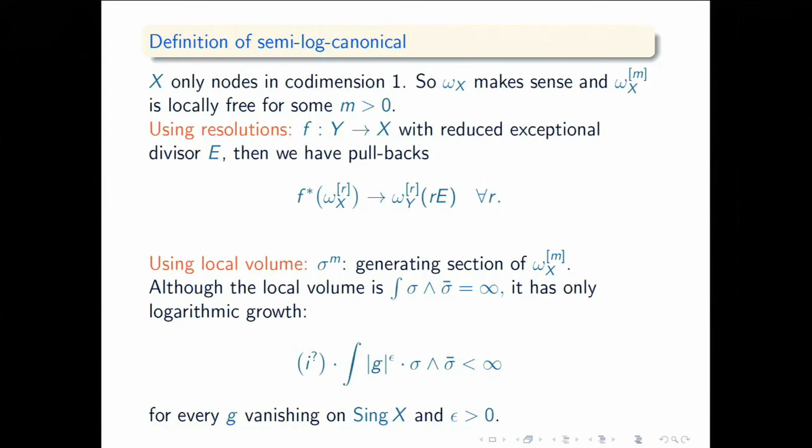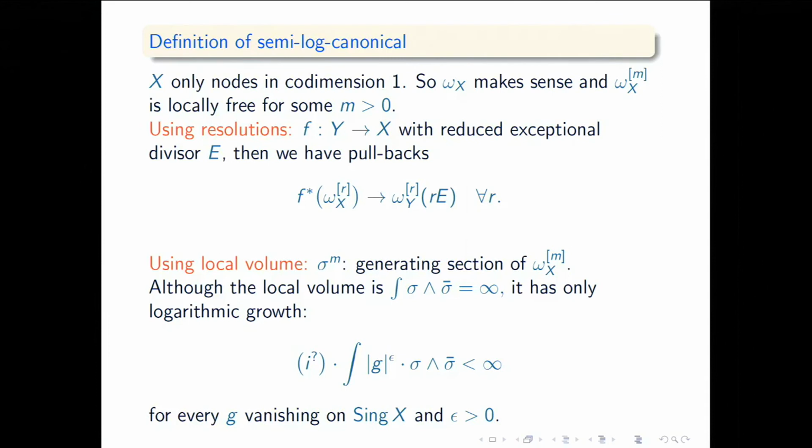There is a power of i in it that I'm always confused about. So maybe you should just have an absolute value here. That's probably the easiest way to take care of it. And indeed it turns out that these conditions are equivalent, and they in fact characterize the semi-log canonical singularities that we want.